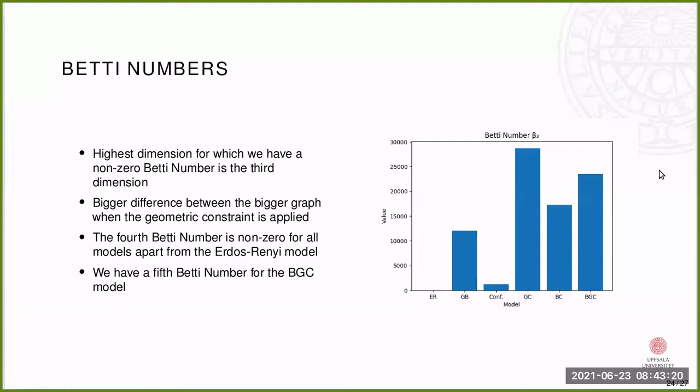What did you use to make this calculation? Did you use Flagser? Yes, there's a Python binding. On top of Flagser, I guess. Yeah, exactly. Okay, good.